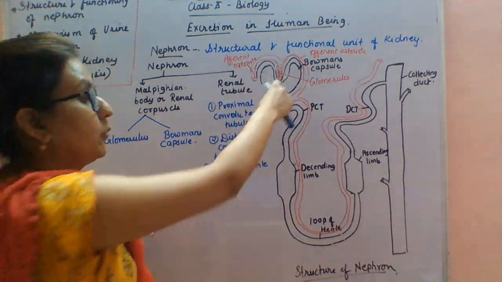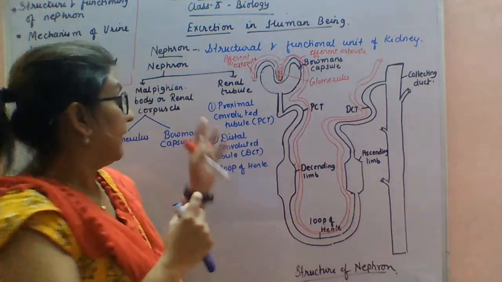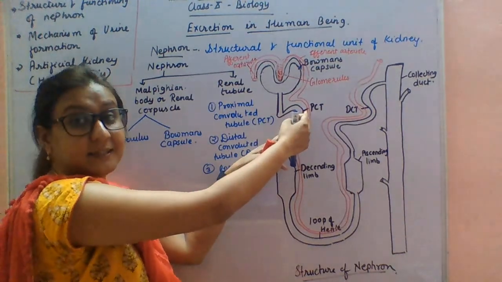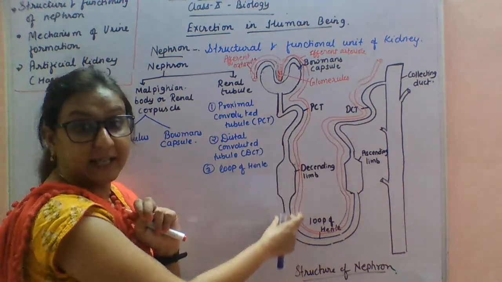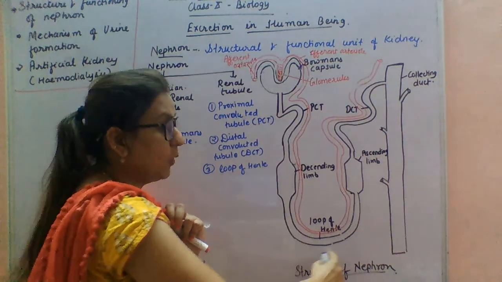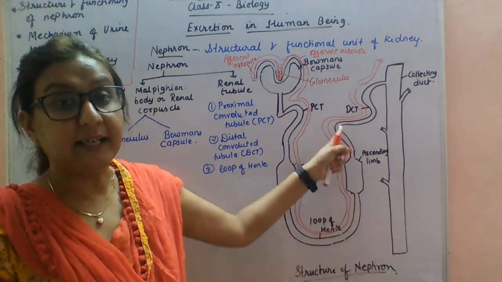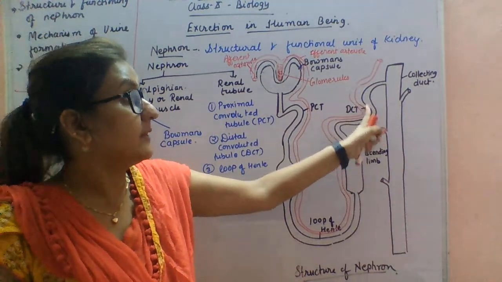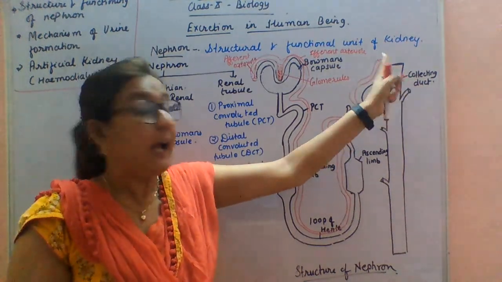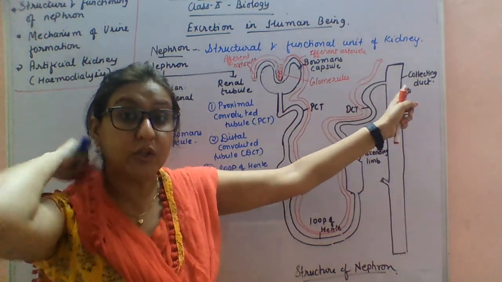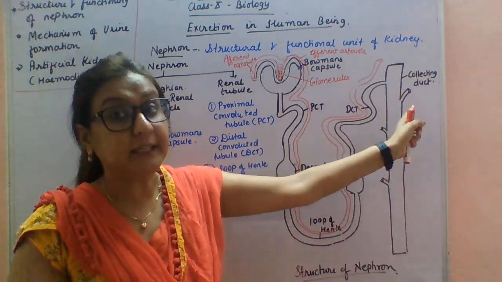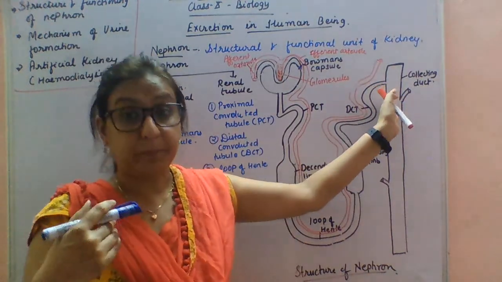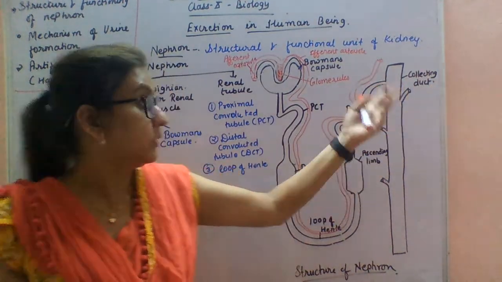And now the renal tubule, this is a long tube type of structure. It consists of the proximal convoluted tube, that is PCT. Here the PCT is there, and then this is the descending limb, and then this is the loop of Henle. This is the ascending limb, and this is again the DCT, the distal convoluted tube, and it is connected to the collecting duct. Here the filtrate, or you can say the urine, gets collected in the collecting duct, and from the collecting duct it drains down to the ureters.